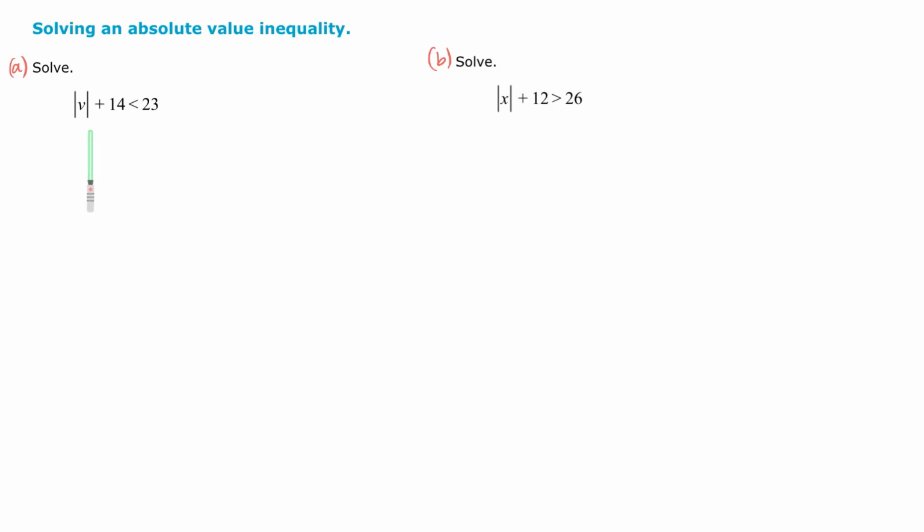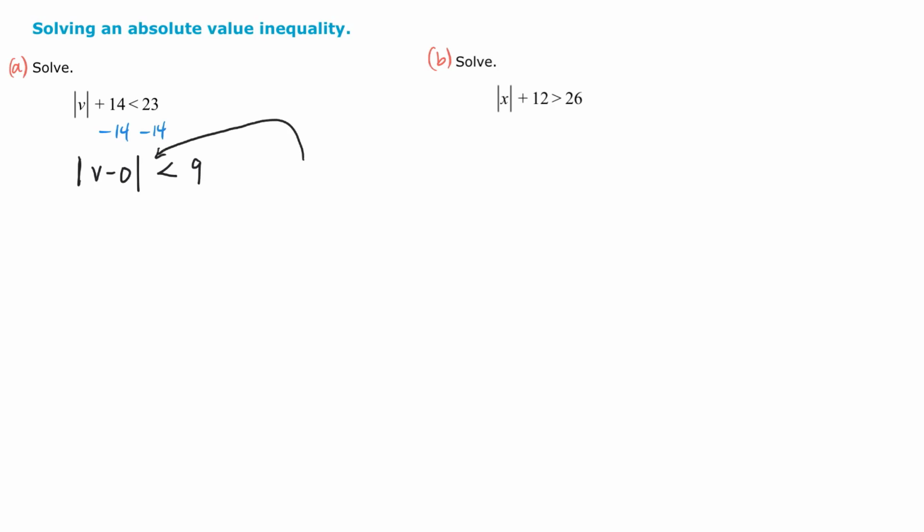So I'm going to rewrite this first one. Let's do example A. We're going to rewrite this a little bit differently. The most instinctive thing to do is actually subtract 14 from both sides of the inequality, and we want the absolute value on the left side. I am going to write this a little bit different. I'm going to write this as the absolute value of v minus 0 is less than 9.